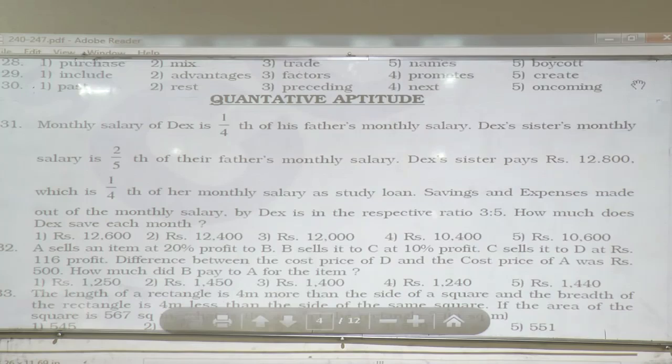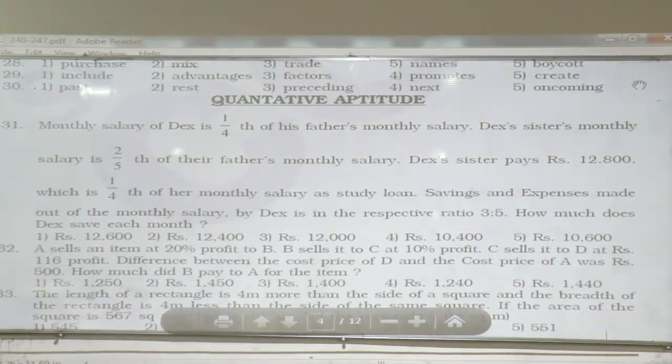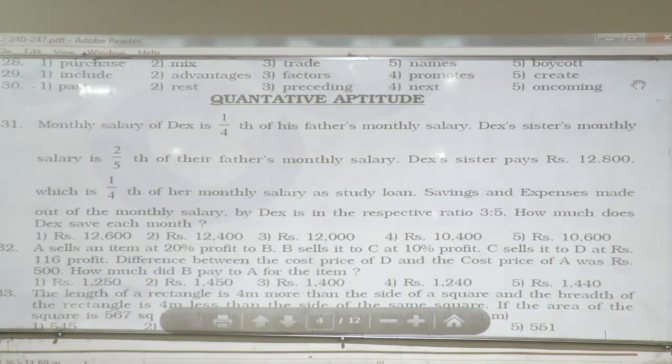31. Monthly salary of Dex is 1/4 of his father's monthly salary. So salary of Dex and his father are in the ratio 1:4. Dex's sister's monthly salary is 2/5 of their father's monthly salary. So sister's salary and father's salary are in the ratio 2:5. Dex's sister pays 12,800, which is 1/4 of her monthly salary. So Dex's sister's salary will be 12,800 into 4.